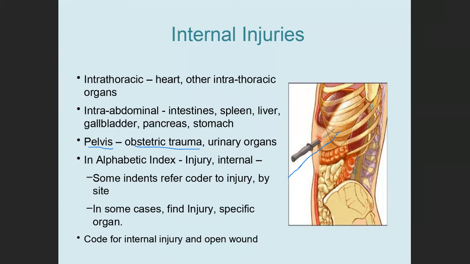Code for an internal injury and an open wound if this is appropriate. For example, you see this picture of the knife in the chest. So this knife is lacerating the lung and is an open wound. So you do S27.321A for laceration of the lung and S21.301A, open wound of thorax with penetration into thoracic cavity. So you're going to do two codes in this case.